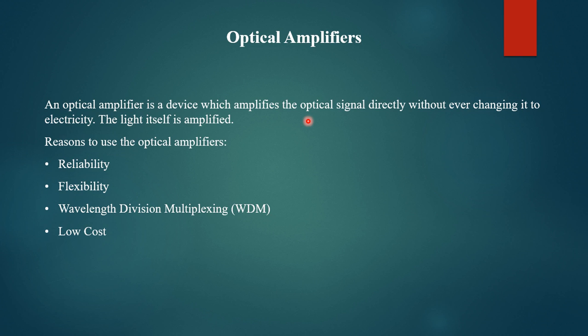So, what is an optical amplifier? An optical amplifier is a device that amplifies the optical signal directly without changing it to an electrical signal. So, basically, light is amplified here. An optical amplifier may be thought of as a laser without an optical cavity, or one in which feedback from the cavity is suppressed.